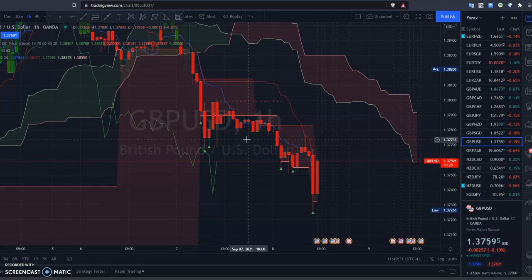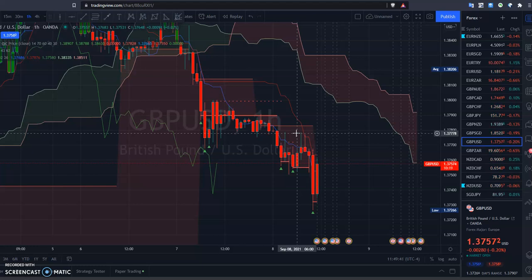You can see that this is GBP USD. Anyway, so GBP USD, this is a trade that I made last night. I was only in it for a few minutes, maybe 15 or 30 minutes, whatever.